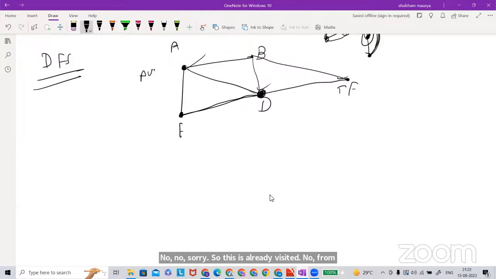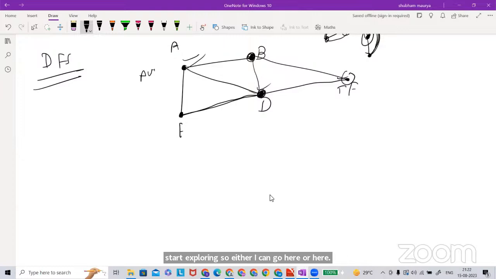Now I can go here or here. Either I can go to B or I can go to F. Suppose I just go to B. From D I visited B and start exploring. Either I can go here or here. This is already visited, so the unvisited vertex is this one.